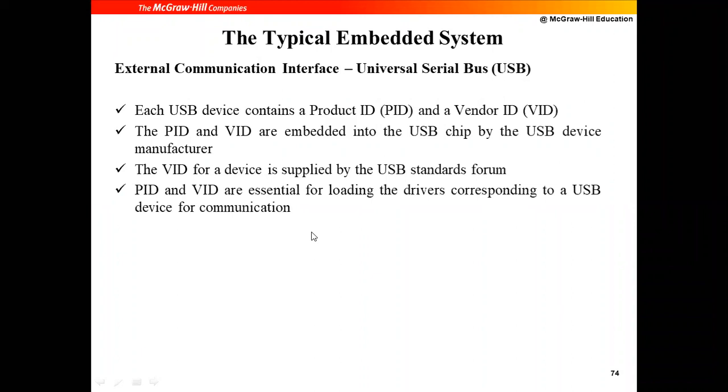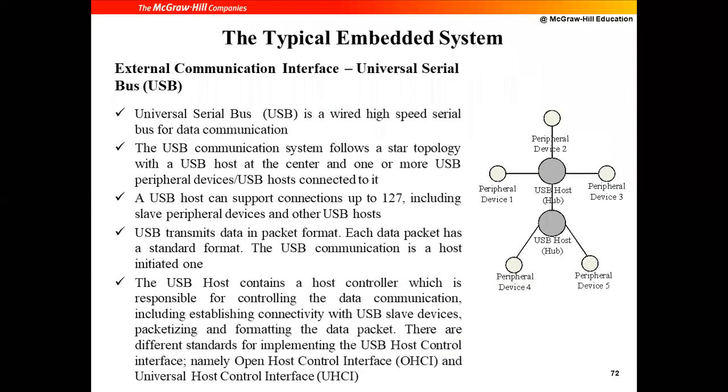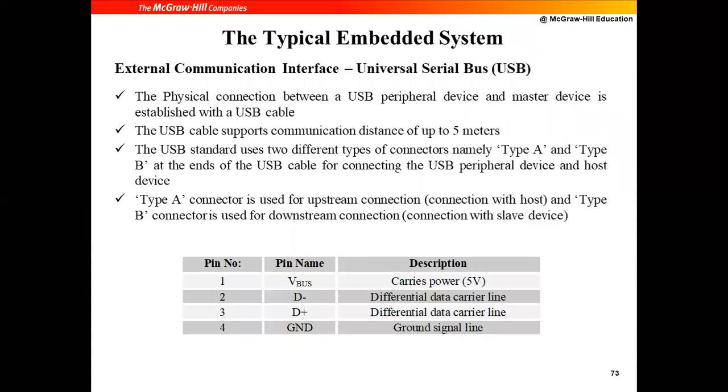So this USB is a wired bus that follows the star topology, and nearly 127 different devices can be used. It is a very high-speed serial bus communication. It contains 4 lines. The first one carries the power and the last one is for the ground. The second and third pins are the differential data carrier lines, which carry the data signals.